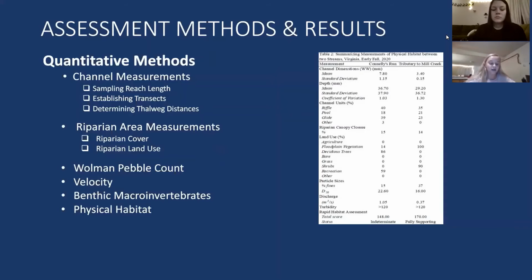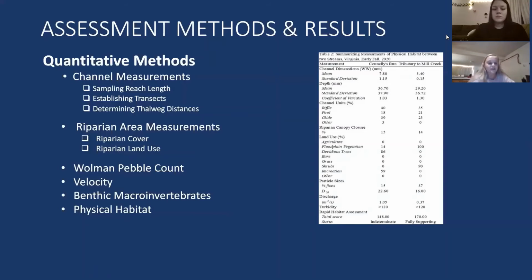Then we measured velocity. This was measured using the bobber method. We measured the time the bobber traveled 5 times. Connelly's Run was measured 9.7 meters, and tributary to Mill Creek was measured 7.5 meters. We then calculated discharge by multiplying the area by velocity. The discharge is the volume of water moving over a rough stream bed over time.